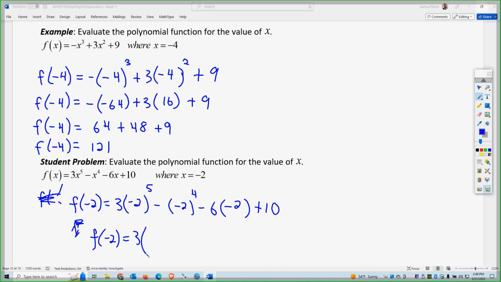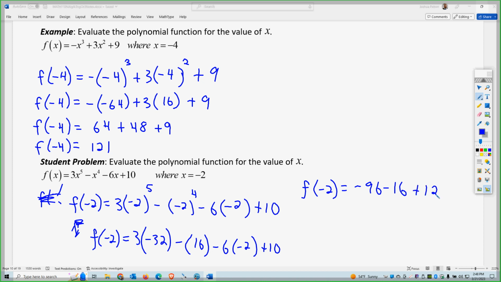So I'm getting 2 to the 5th power, so that's what? 2, 4, 8, 16, 32, but that's negative because it's an odd number. And then that'll be 16 here because it's positive because it's an even number. Okay, so the function value at -2. Okay, so now we can multiply. So we get what? -96, minus 16, plus 12, and then plus 10, right? There we go. So the function value at -2 is as follows.